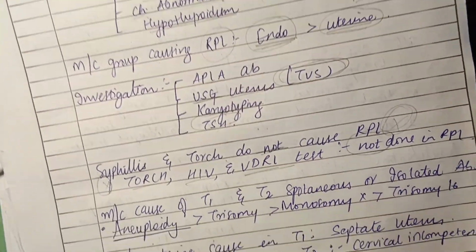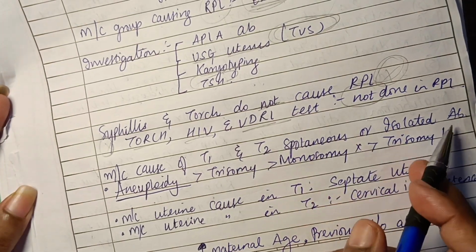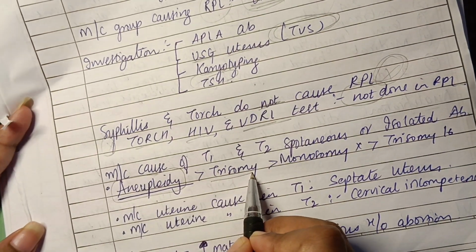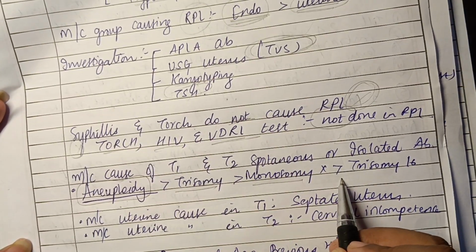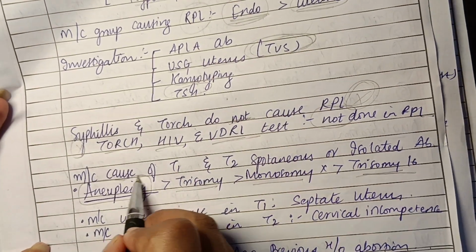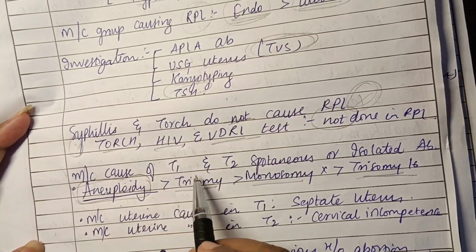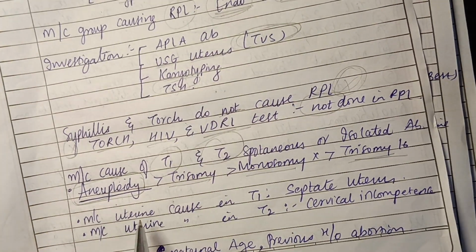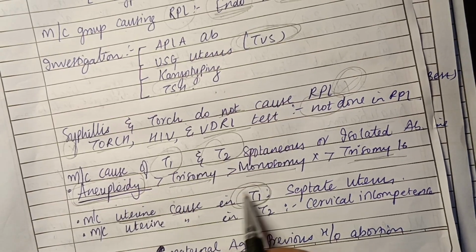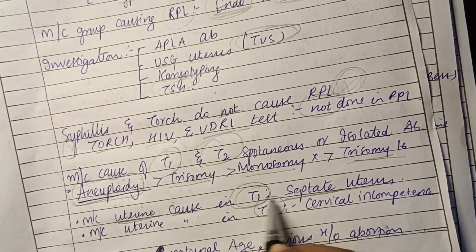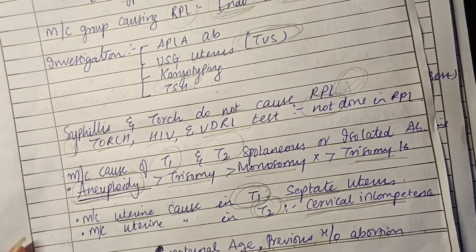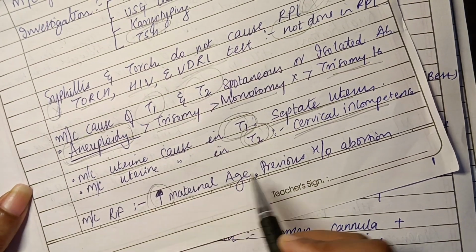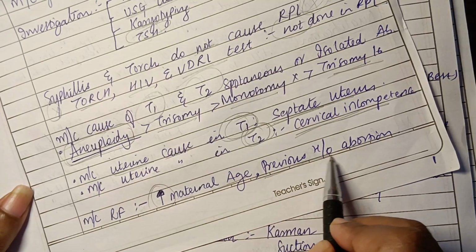Most common cause of T1 and T2 spontaneous or isolated abortion is aneuploidy. Then comes trisomy, then comes monosomy, and then comes trisomy 16. So aneuploidy is the most common cause of T1 and T2 spontaneous and isolated abortion. Now, the most common uterine cause in T1 is septate uterus, whereas in T2 it is cervical incompetence. And the most common risk factor is increased maternal age and previous history of abortion.